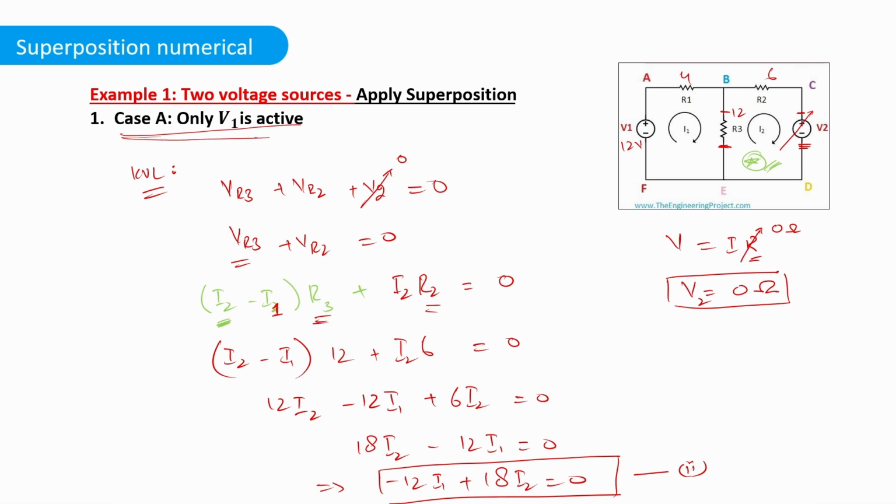So we will do the same process, but short circuit the first voltage and keep the second voltage as an active source. But before that, what we have to do is that we have to solve the equations which we got and obtain the value of I1 and I2, and then we will calculate the current across this R3. So let's do that in the next slide.